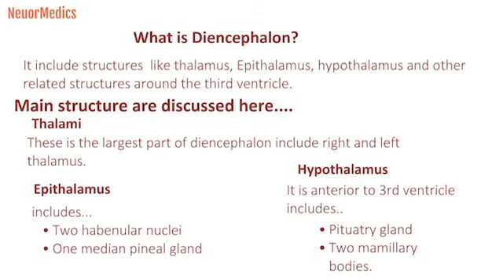Then comes the epithalamus. The epithalamus includes two habenular nuclei and one pineal gland. These structures are collectively known as the epithalamus. And the third structure of the diencephalon is the hypothalamus that lies anterior to the third ventricle and includes two major components. Number one is the pituitary gland that is further divided into anterior pituitary and posterior pituitary. And the second structure of the hypothalamus is the two mammillary bodies. These three structures are the important components of the hypothalamus.